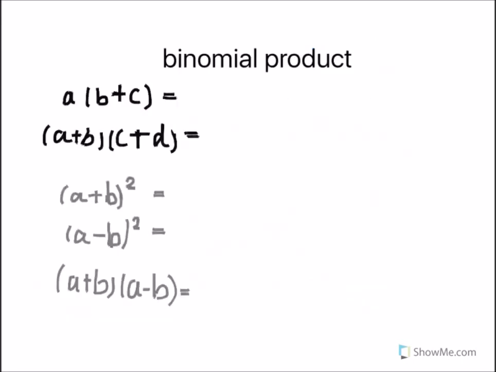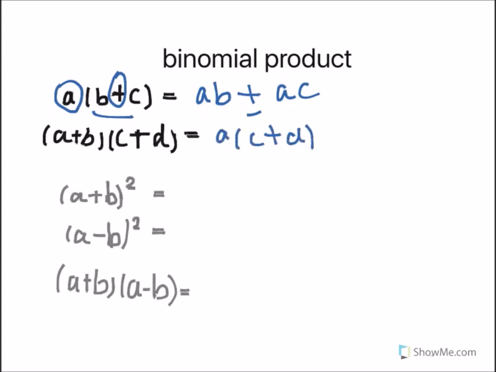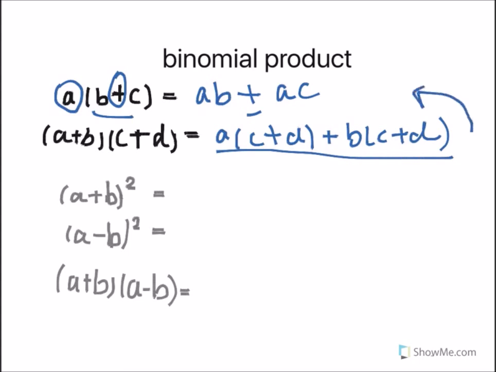Last, we're going to talk about binomial products. First of all, for the really basic ones, a multiplied by b plus c, you just multiply the term outside the bracket with each and every term inside the bracket. So it's a multiplied by b plus, because this symbol is plus, and if this symbol is minus, you just change it into minus, plus a multiplied by c. And now if we look at a plus b multiplied by c plus d, you can actually see this as a multiplied by c plus d, plus b multiplied by c plus d. So this is just kind of an upgraded version of this one.